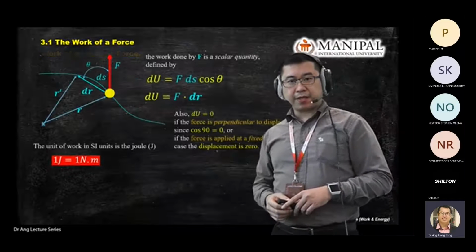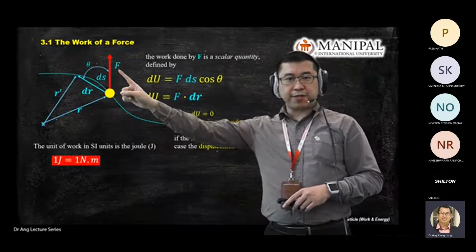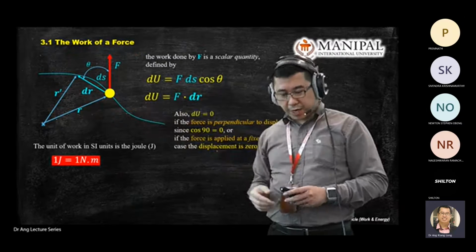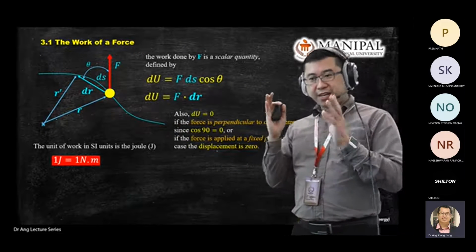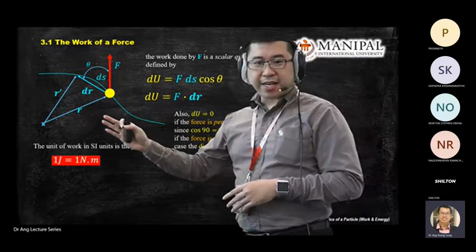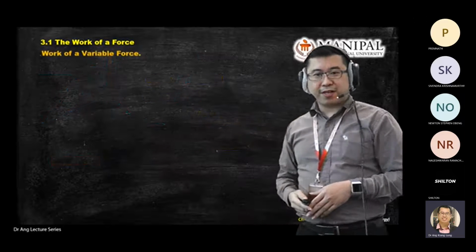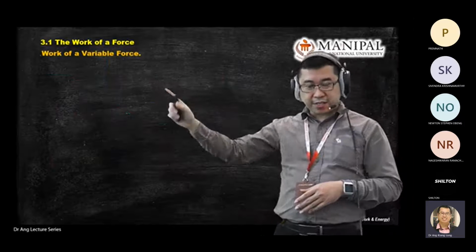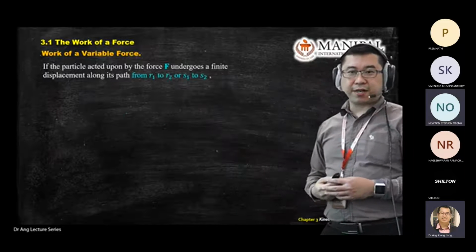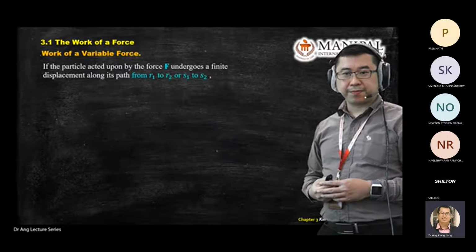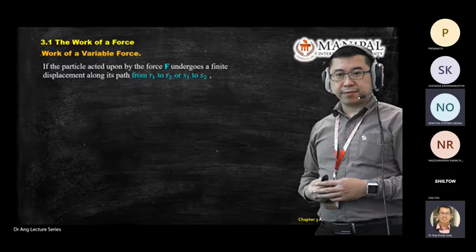What happens if you have a variable force? It means the object is acted on by a lot of forces. These slides will show you variable force.